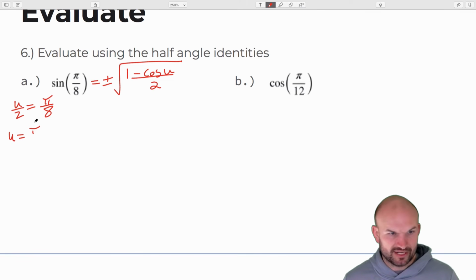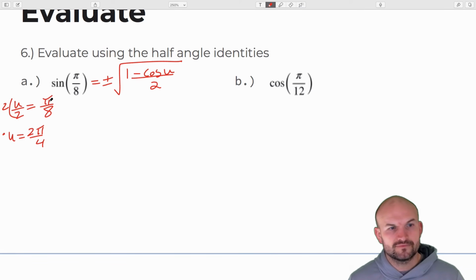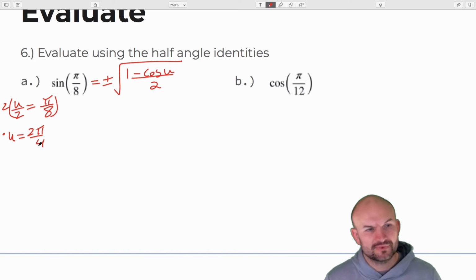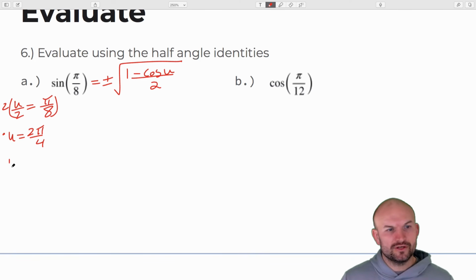Well, let's just break it down. We'll do this first one. So that's going to be 2 pi over 8, right? Because you're just going to multiply by 2 on both sides. So therefore, u is equal to... I'm sorry, I was thinking two other things. So we have 2 pi over 8, which gives us pi over 4.